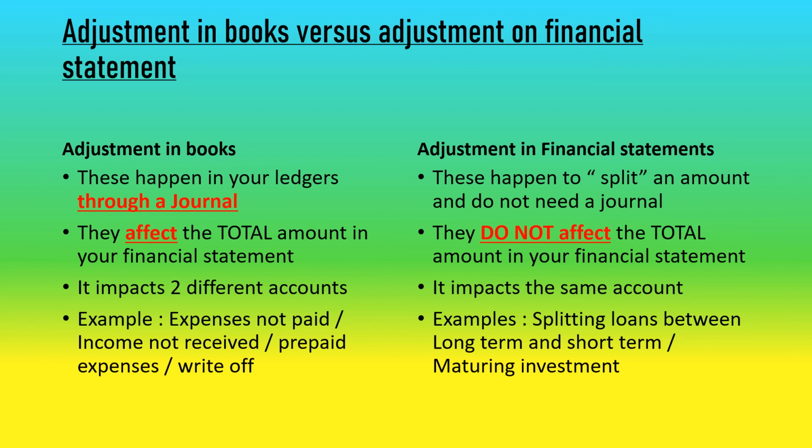When you're adjusting something in the books, it affects two accounts, whereas when you're adjusting something on your financial statement, it's affecting only one account. It impacts the same account. It has no extra adjustments to it. You're just splitting the amount. I think it will become clearer when we look at an example.